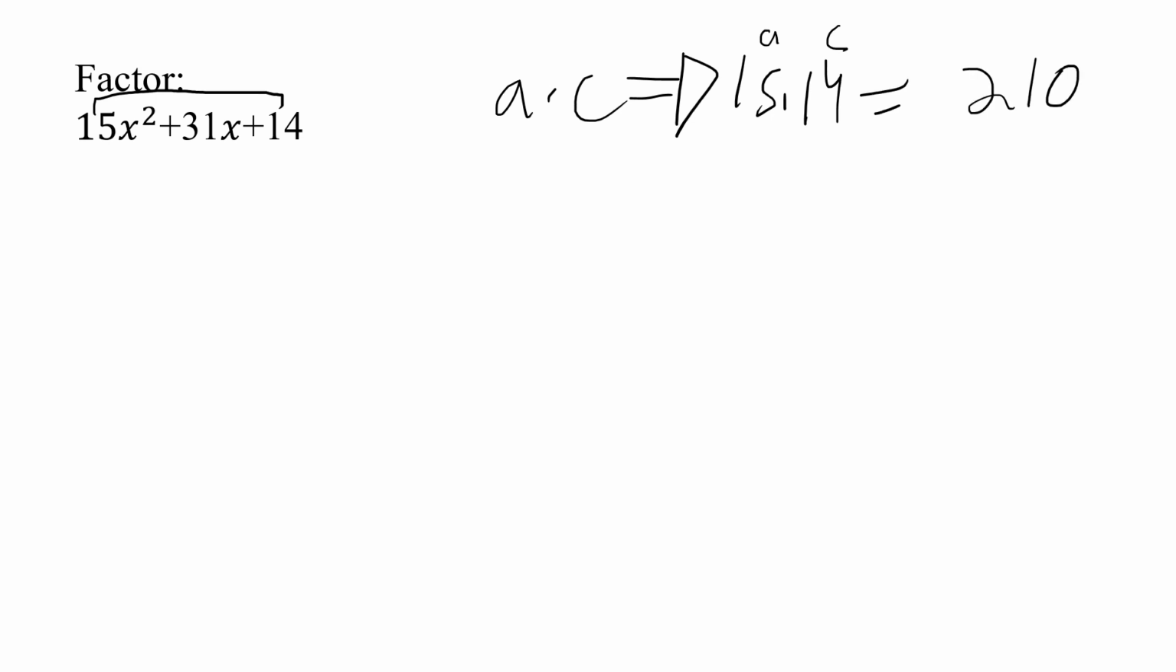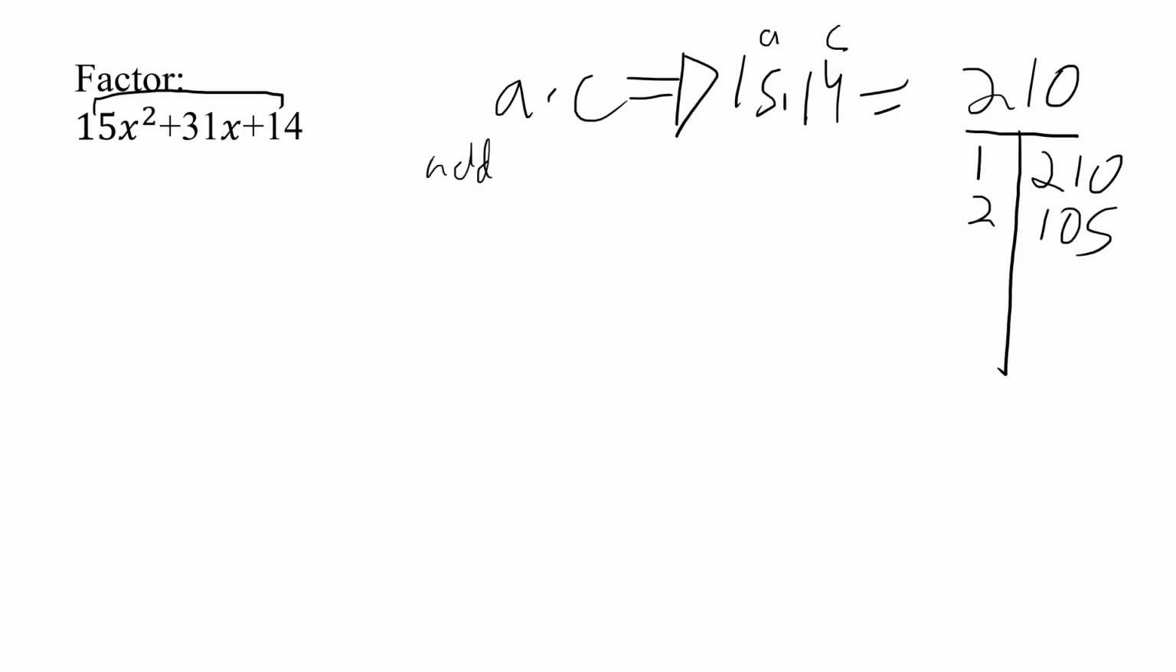And if you need a calculator to multiply that, that's just fine. It's pretty big. All right, so we could list the factors of 210, 1 and 210, 2, 105, so on and so forth. That's going to take a while. Just keep in the back of your head, you need two numbers that multiply to be 210 and add to be b, which is 31. So what are two things that multiply to be 210 and add to be 31?